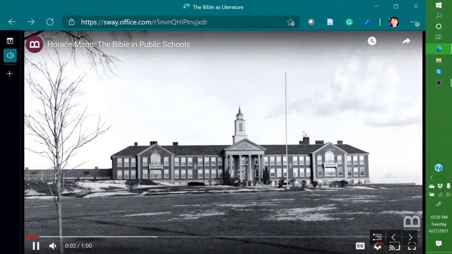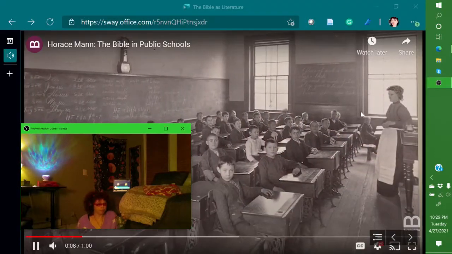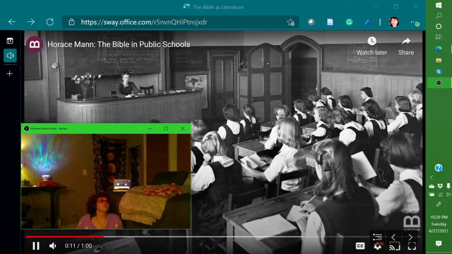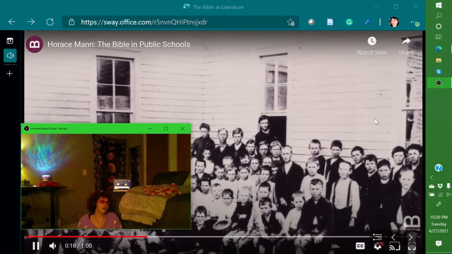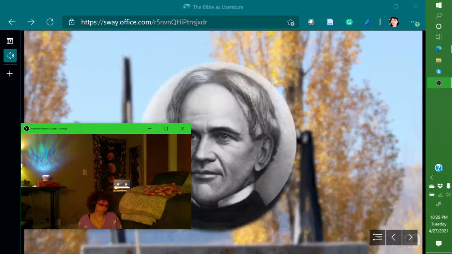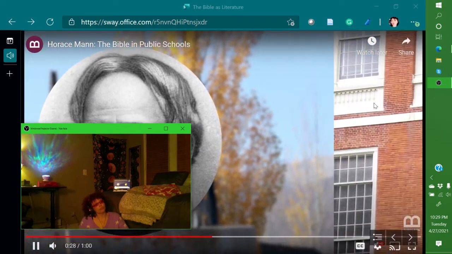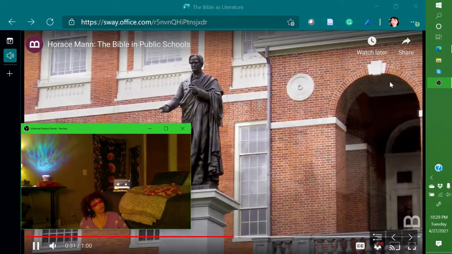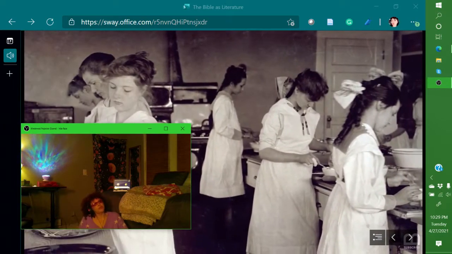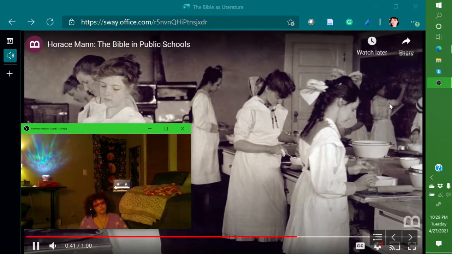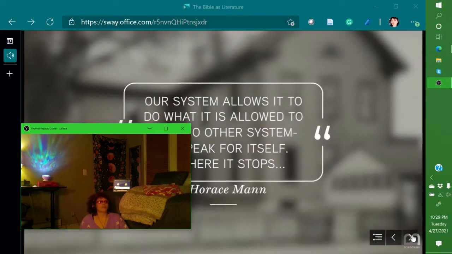Did you know that it was the state of Massachusetts in 1852 that inaugurated the first statewide compulsory school system? By 1918, every state had compulsory attendance laws, with the idea that public schools provide a religiously neutral education for students. Horace Mann advocated for compulsory education as the first secretary of the Massachusetts Board of Education and is considered the father of American public education. His curriculum featured the Bible as a tool to teach moral character, Judeo-Christian values, and responsible, virtuous citizenship. Mann also believed that the Bible should be taught without doctrine or theology. He said, "Our system allows it to do what it is allowed to."